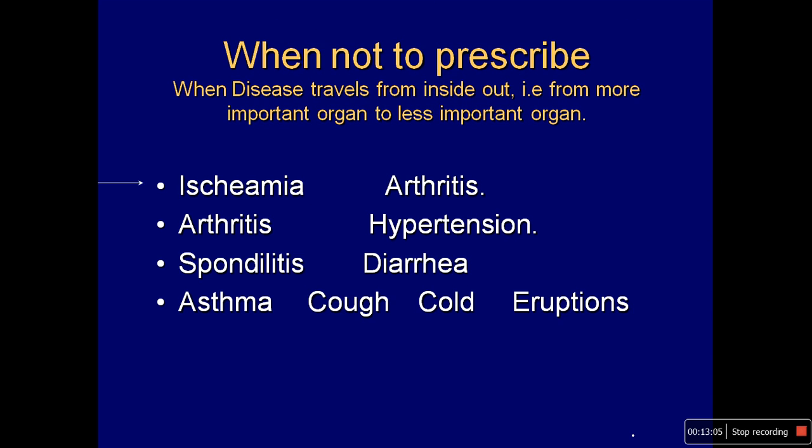Herring's law means when not to prescribe. Suppose a patient of ischemia comes to you and now then he complains of arthritis, good sign, don't prescribe. From arthritis the patient complains of another illness, like if after arthritis there is hypertension, change the remedy. From spondylitis to diarrhea, don't prescribe. Asthma to cough and cold to eruptions, don't prescribe.